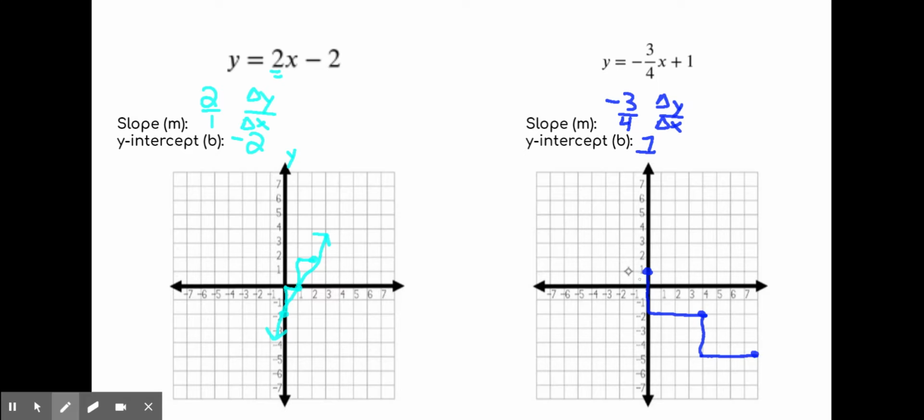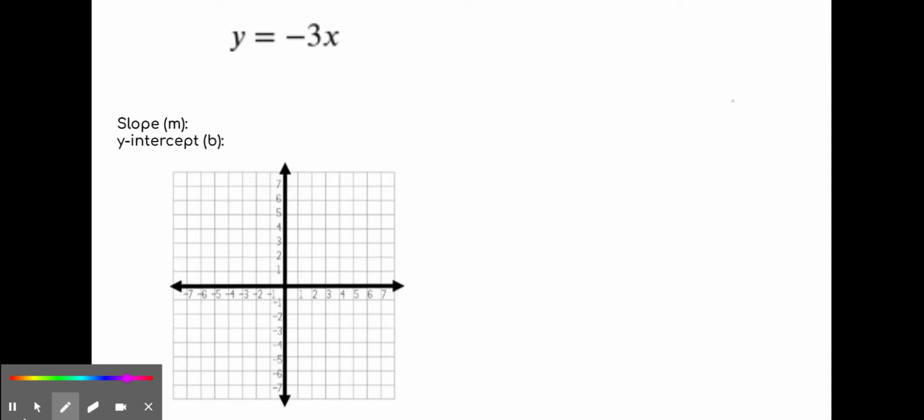So now I have 3 points. I'm going to draw a line. I wish there was an easier way to do this with this pen. And that's my line. Okay, notice it has negative slope. My line has negative slope. It's going down. Okay, last one. y equals -3x.